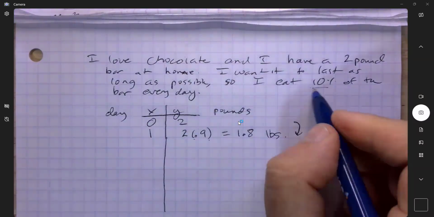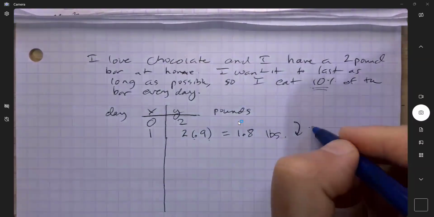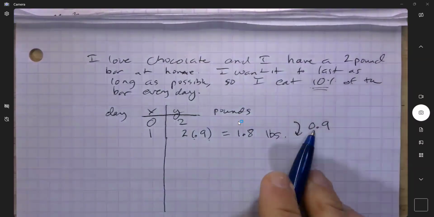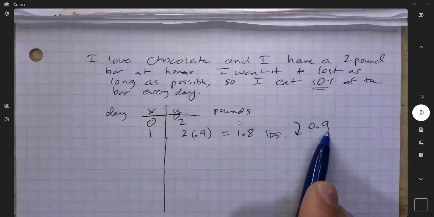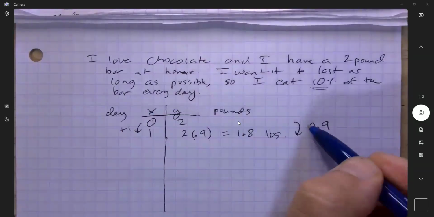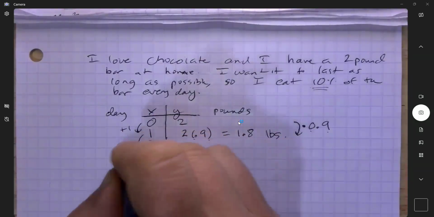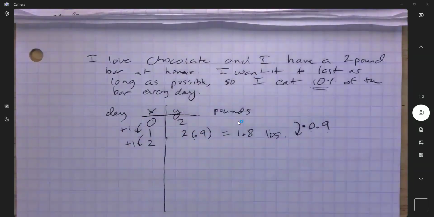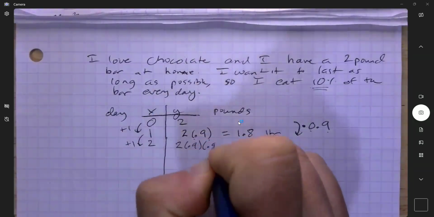And here's something that's a little interesting. If I eat 10% of it, I'm not multiplying it by 0.1, I'm multiplying it by 0.9, because if 10% of it is gone, then 90% of it is left. Nevertheless, it is going to be a repeated multiplication. On day 2, after I increase by another day, it's going to be 2 times 0.9 times 0.9.